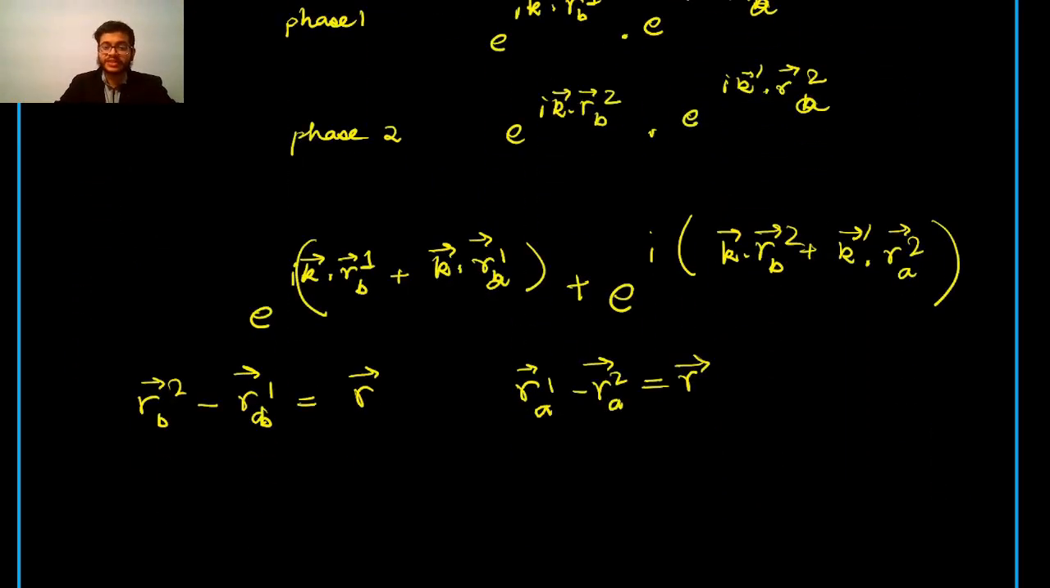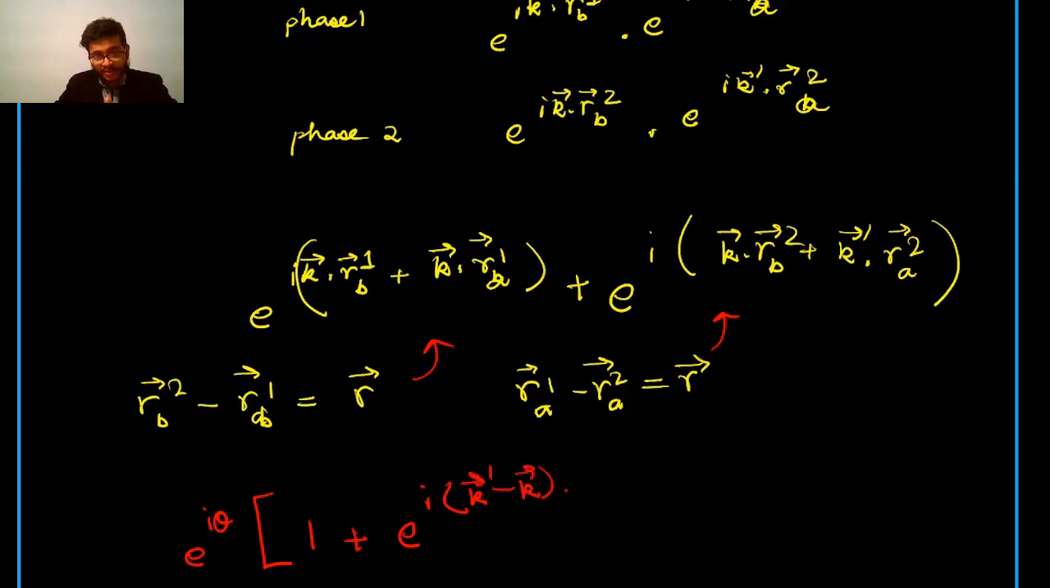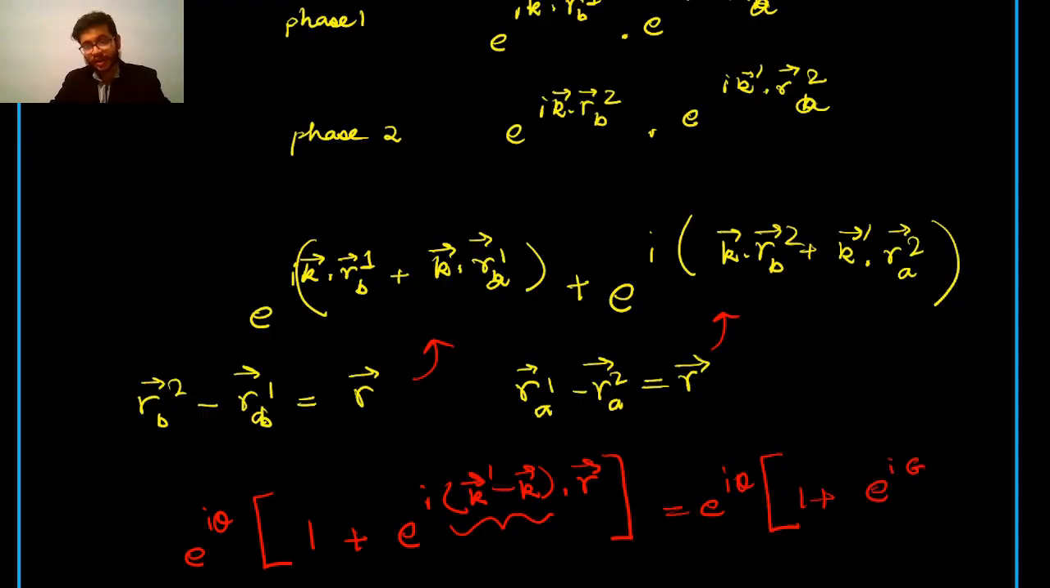So if we put these things in these equations, what we will get is that this phase will actually reduce to some e to the power i theta, some phase outside, into 1 plus e to the power i (k prime minus k) dot R. So this is a very profound result. And k prime minus k is what? It is G from the Laue condition. So e to the power i theta times 1 plus e to the power i G dot R. So that is the way.